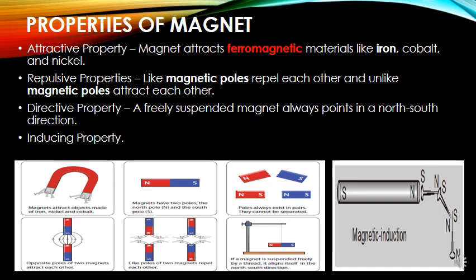And the next one is directive property. As I told you already, any freely suspended magnet which has two poles, that is north pole and south pole, will always point towards the north-south direction only. This is one of the important properties that you should know about any magnet. You can see in the picture down, the third picture, a freely suspended magnet is always pointing towards north-south direction only. Why it is, you will learn in this session only. Don't worry about that. But as of now, you should know the directive property of a magnet is that any freely suspended magnet will always point in north-south direction.